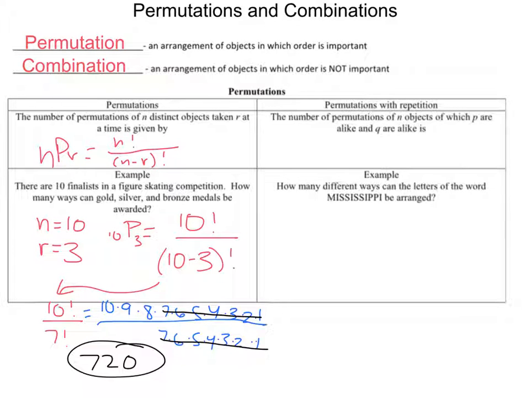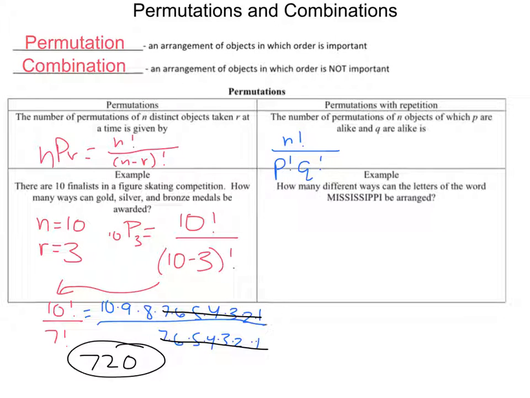We also have permutations that have repetition, and we're going to look at an example of that. But first, we can write down our formula. The number of permutations of n objects of which p are alike and q are alike is n factorial over p factorial times q factorial. Our example is: how many different ways can the letters of the word Mississippi be arranged? This is important because a lot of these letters are repeated.